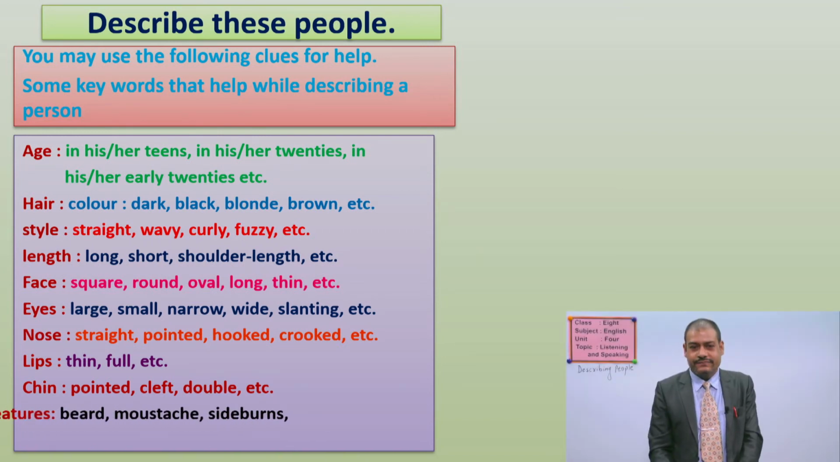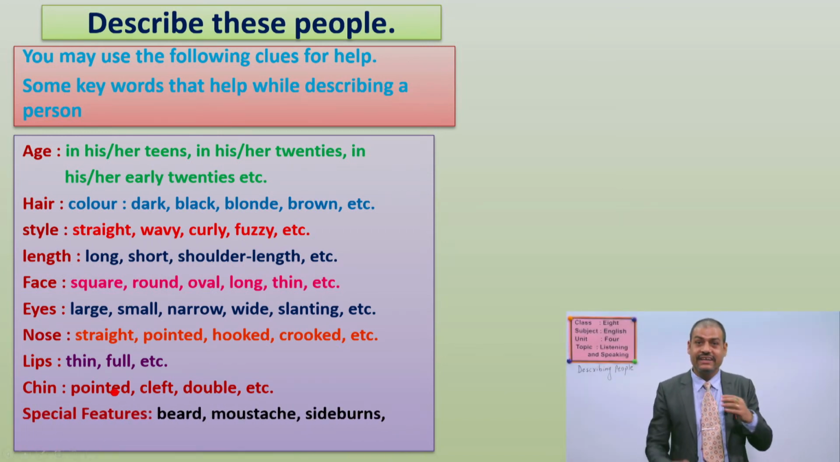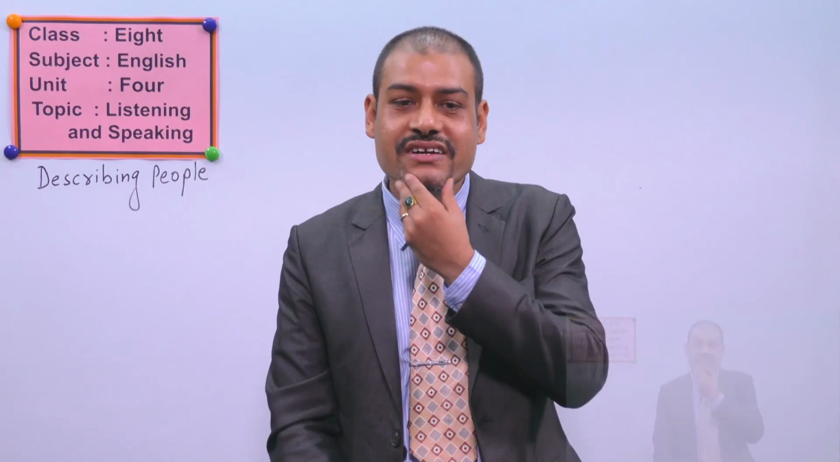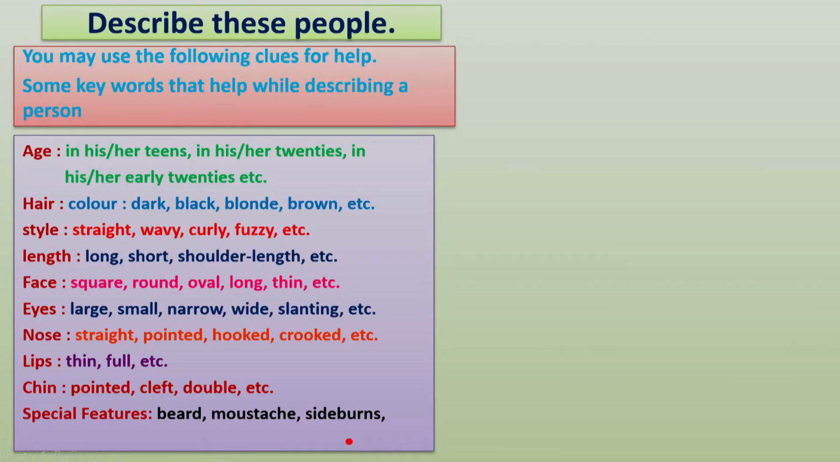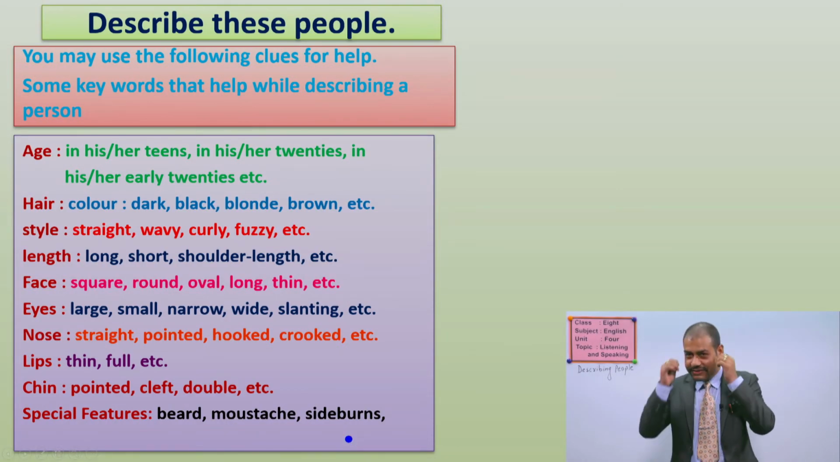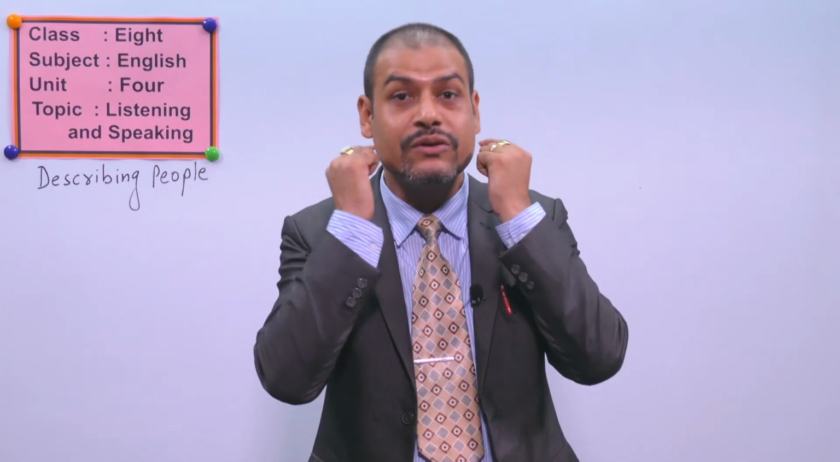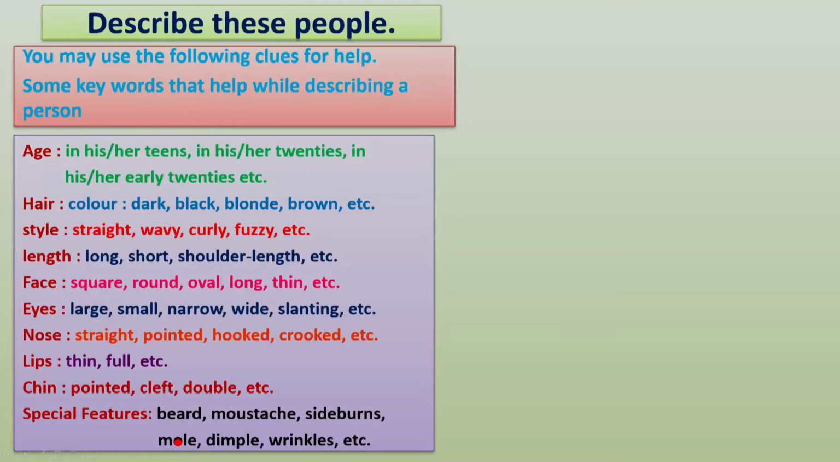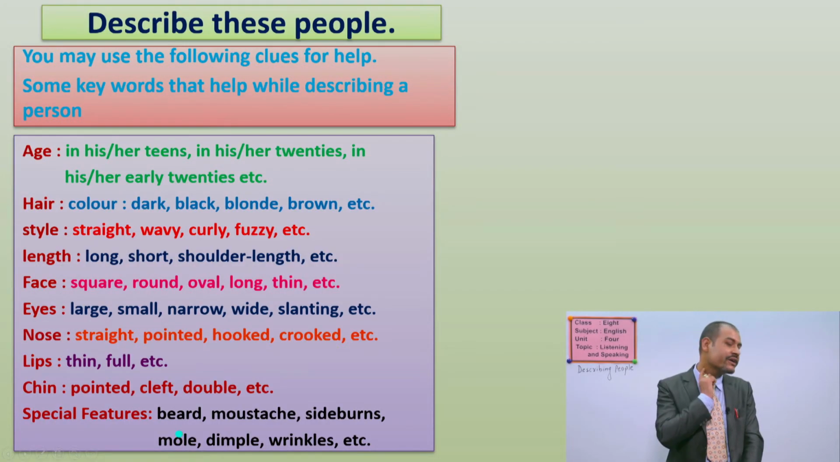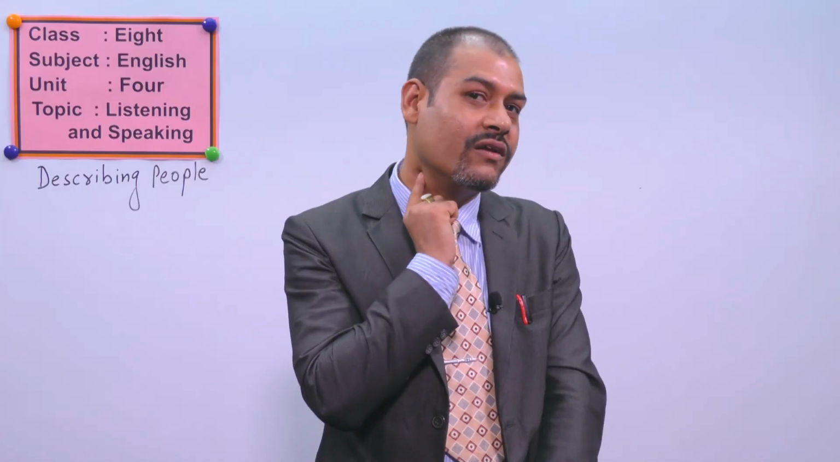If so, then look, there can be some special features of the person, like beard. Suppose I have a beard, I have a mustache, sideburns. This part of our hair is sideburn. Generally we say side lock also. Some people keep short ones, some people keep long ones, sideburns. And another, mole. Do you know the meaning of mole? For example, if you look at this one, this is a mole on my neck. It is black, like a dot, mole, okay?